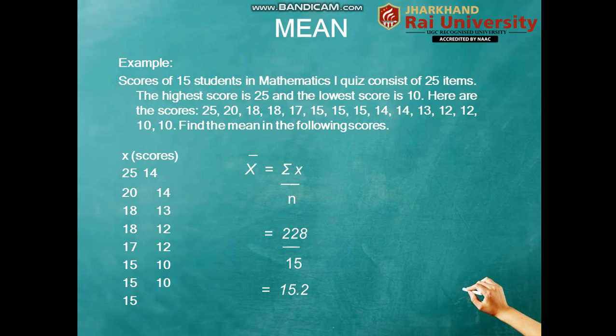The mean is calculated by the sum of all the numbers divided by the total number of terms. So the sum of the numbers is 228 over here, and the total students are 15. So 228 by 15, that is 15.2, is the mean of this entire score.